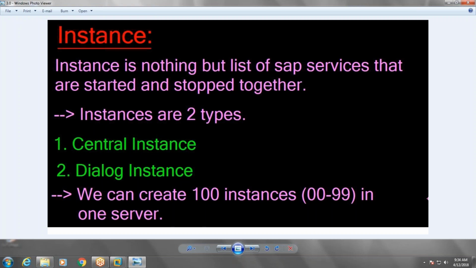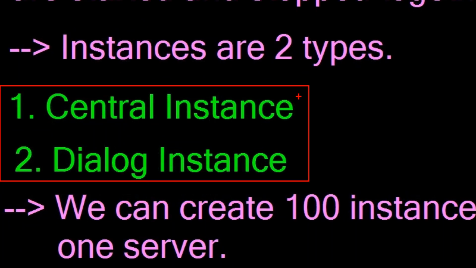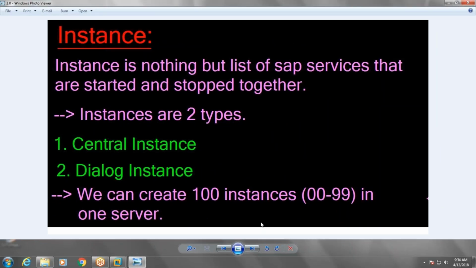We have two types of instances: central instance and dialog instance. We can create 100 instances in one single server. It depends on the requirement only. There is no need to create 100 instances at a time. Depending on our organization's requirement, we can install the instances. First one is the central instance.